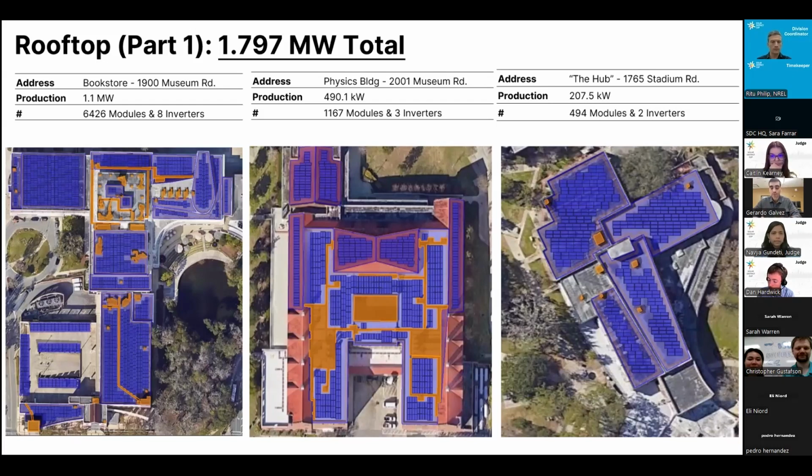We have near to full irradiance on nearly every site, so there would be no need for cutting back of any existing foliage. On the left, we have a 1.1 megawatt system with 6,426 modules and 8 inverters. That is the Union and Bookstore. In the middle is the physics building, which is a 490.1 kilowatt system, 3 inverters. And on the right is the hub, a 207.5 kilowatt system, 494 modules, and it is 2 inverters.